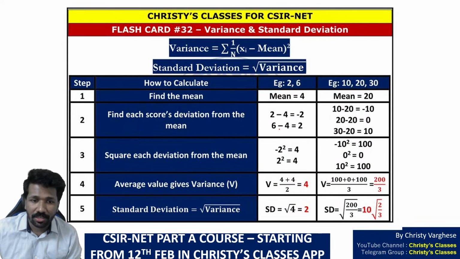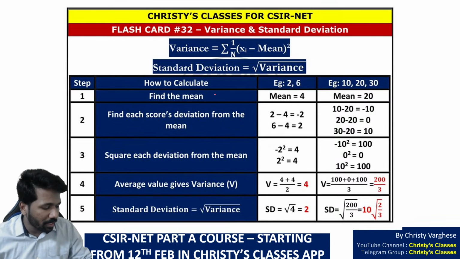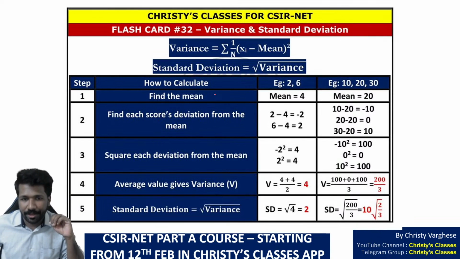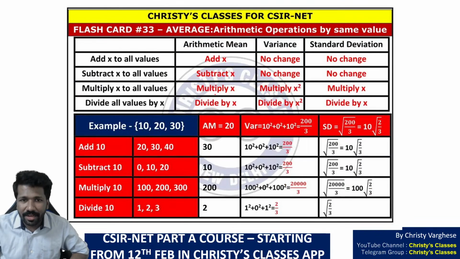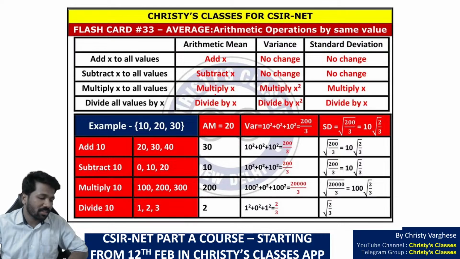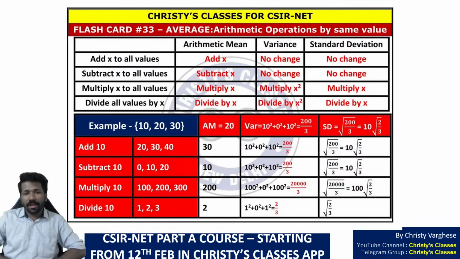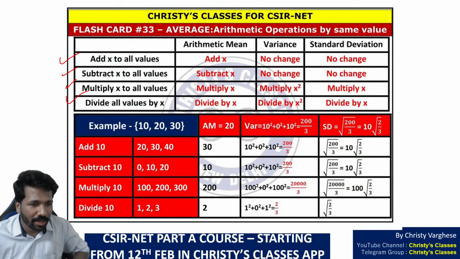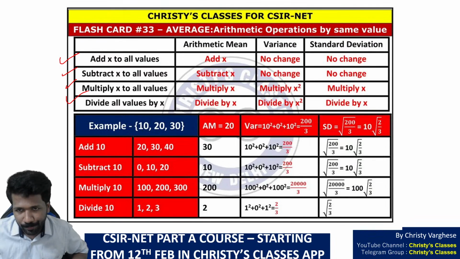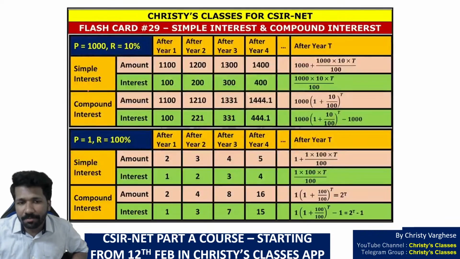And standard deviation: here I have given the detailed process of how to calculate standard deviation, because in the last few years the standard deviation question is coming more. That is why we have included more theory for standard deviation and variance also. And what change will come in arithmetic mean, variance, standard deviation if all values are added, subtracted, multiplied or divided by a common number. This is also important. Again, according to the trend of the last few years we have added this theory also. So arithmetic operation by the same value, what will be the change in average? So that is about the average chapter.